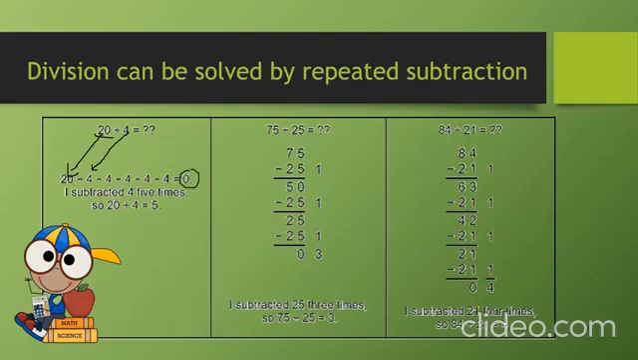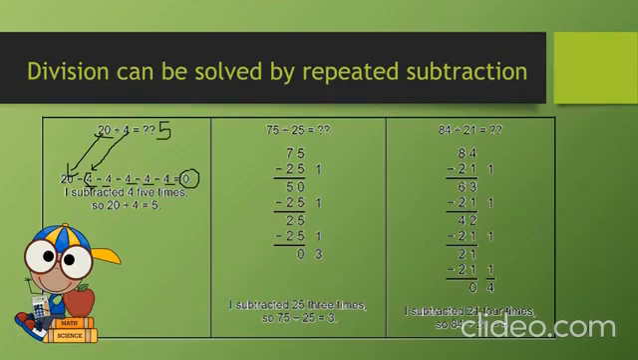So I subtracted the number 4 five times. So 1, 2, 3, 4, and 5. I subtracted 4 five times. So 20 divided by 4 equals 5.